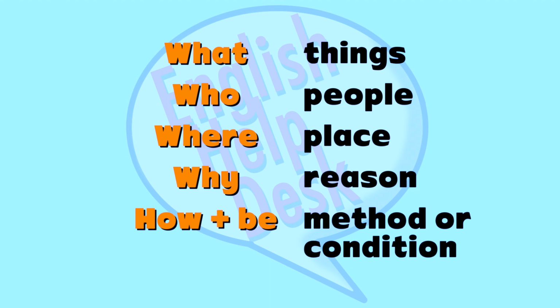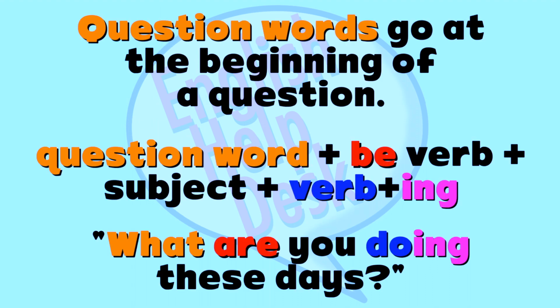What? Things. Who? People. Where? Place. Why? Reason. How plus be? Method or condition. Question words go at the beginning of a question. Question word plus be verb plus subject plus verb plus ing.